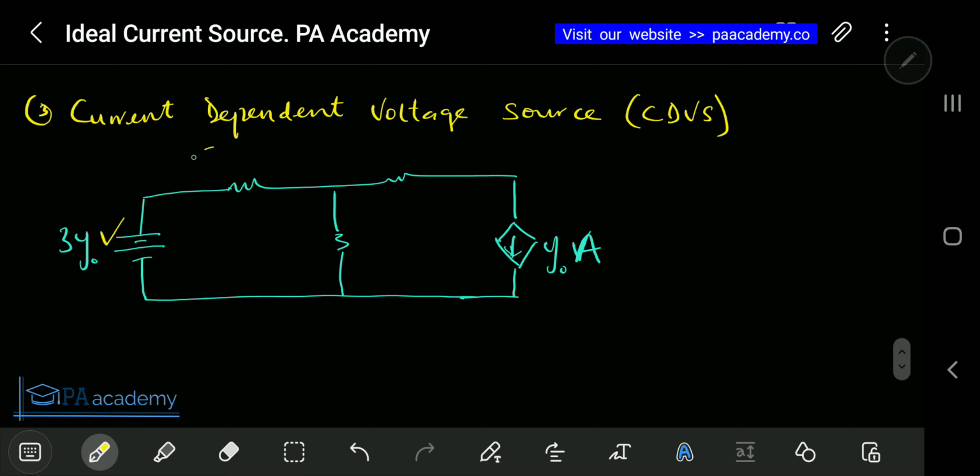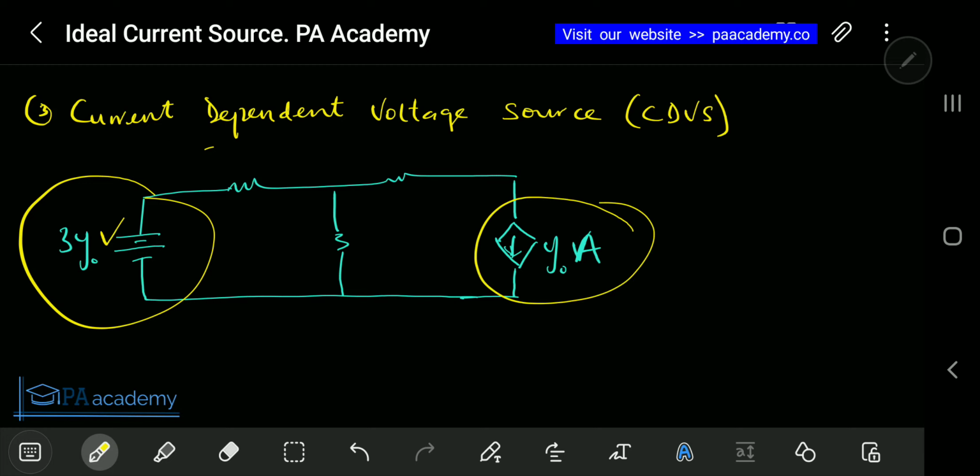So since we are dealing with a current dependent voltage source, exactly. So this is a voltage source whose value is depending on what? On this current source. Are we good? So that means if our y naught is 3 amperes, exactly, our voltage source here will be 3 times 3, which will be 9 volts.